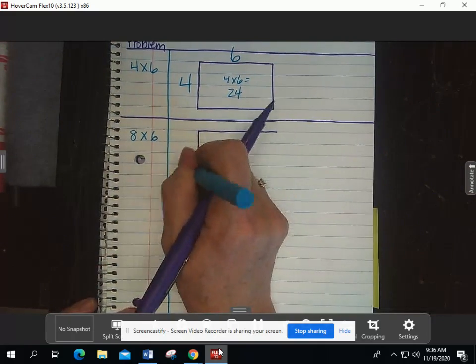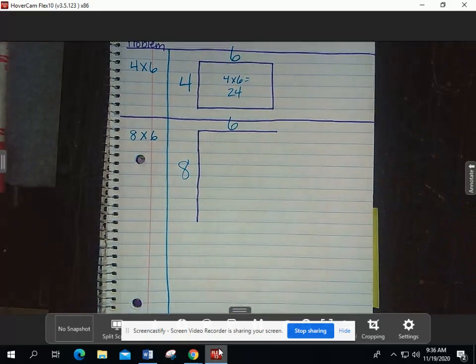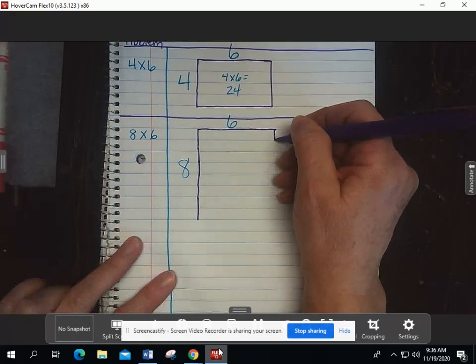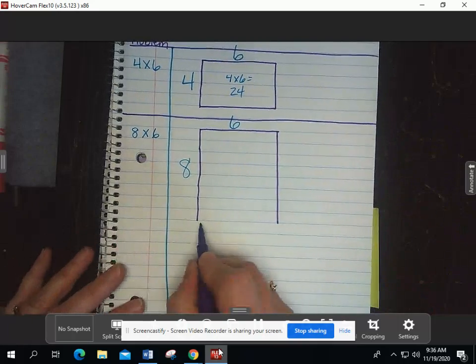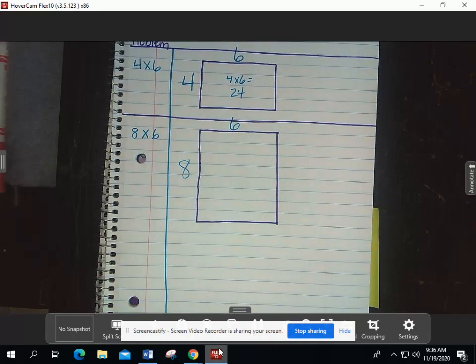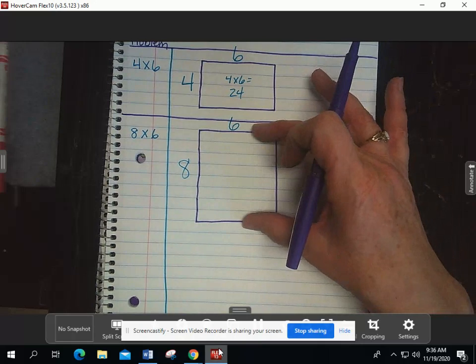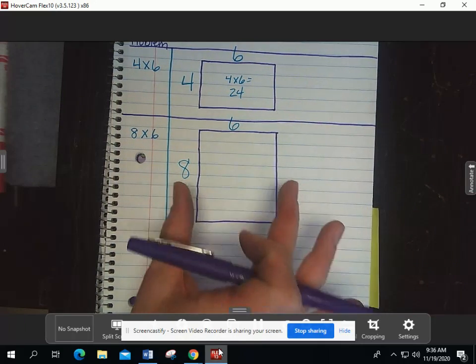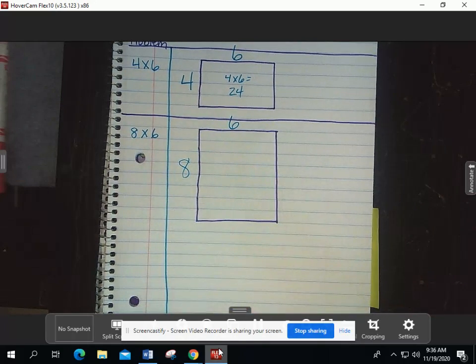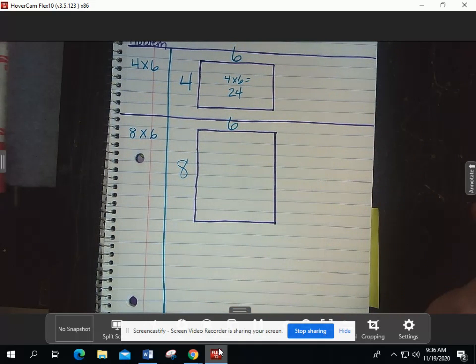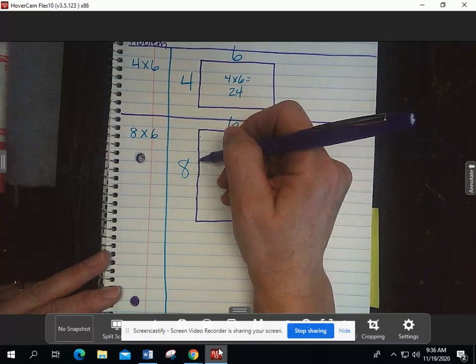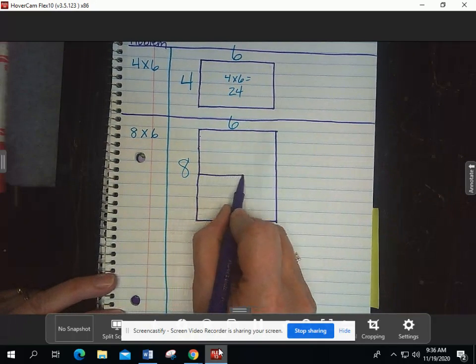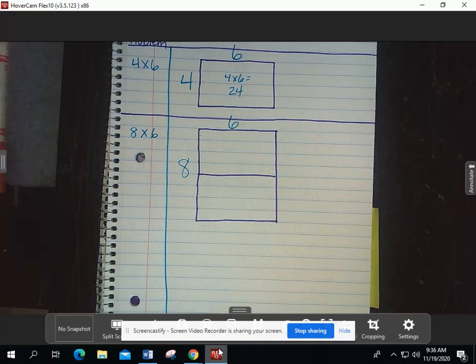I'm writing my 8 and my 6. Since we're looking for the area, I'm going to make it a rectangle. We know the properties of a rectangle, where the opposite sides are the same length. And since we know the properties of a rectangle, we don't have to write those extra numbers. However, I'm going to do something. 1, 2, 3, 4. I'm going to draw a line in the middle of this. Count down and do that.